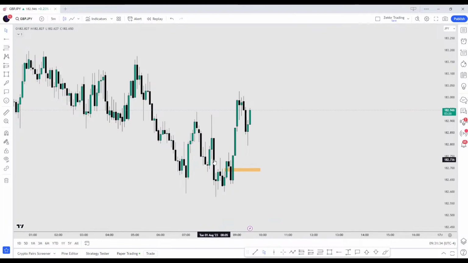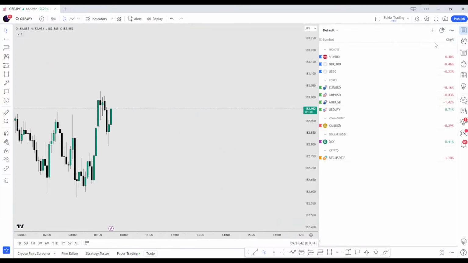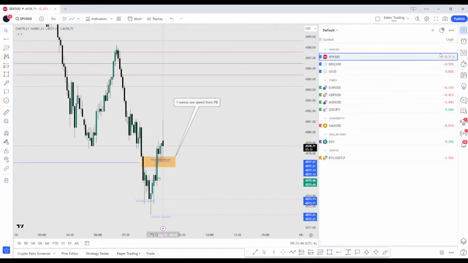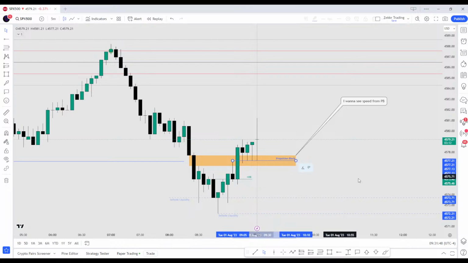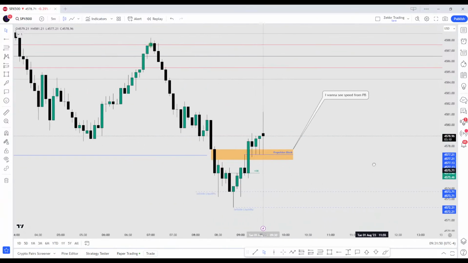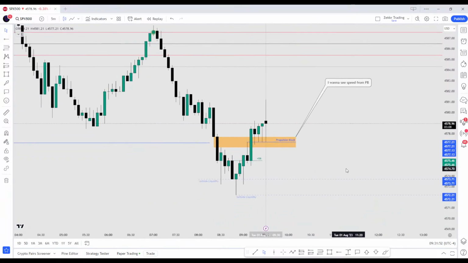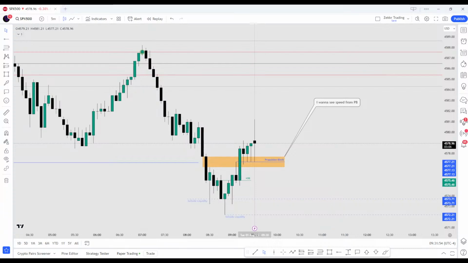You had a high, break of structure, fair value gap, return, stop loss below the low right here. But I'm not doing this. I'm only trading SPX, and come on, it's too clean for now. It surely can wick down, but for now it's just too clean. It just wants to go up, right? Come on, it's so obvious.